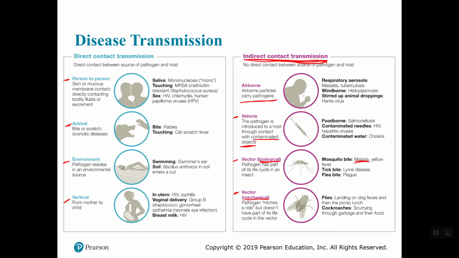Now, we also have vector transmission where it's actually mechanical. And mechanical basically means that the pathogen hitches a ride on the actual insect, but does not actually complete part of its life cycle in that insect. An example of this: I don't know if you guys remember a while ago, bed bugs were running rampant in the New York area. And then people were starting to get MRSA infections more frequently up there. Well, it turns out that the bed bugs were actually carrying the MRSA with them. And so the MRSA was being transmitted mechanically via the vector.